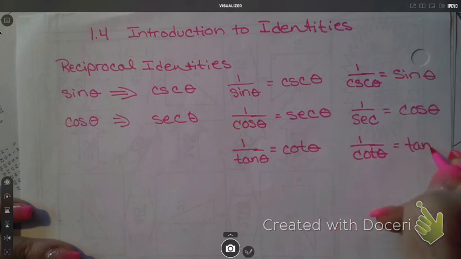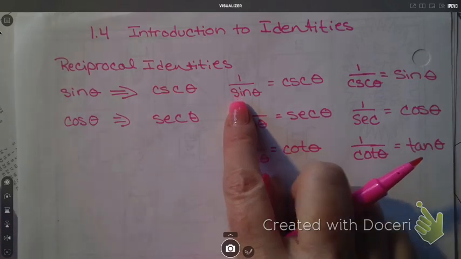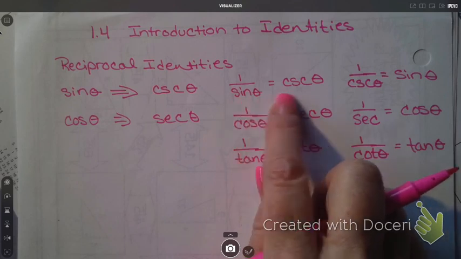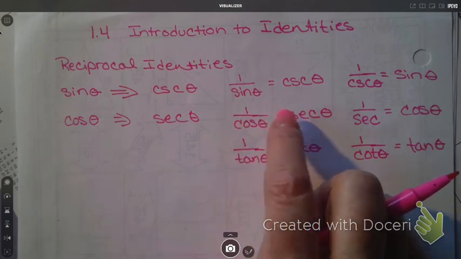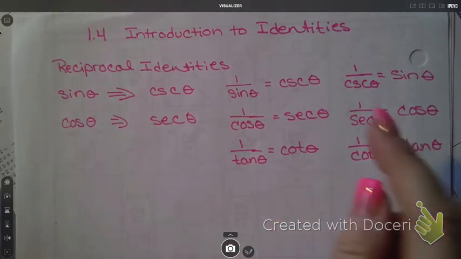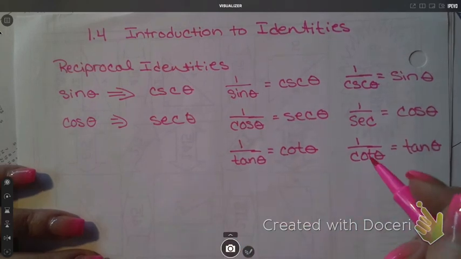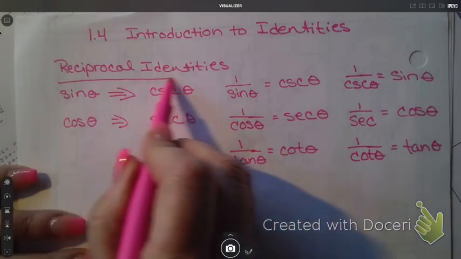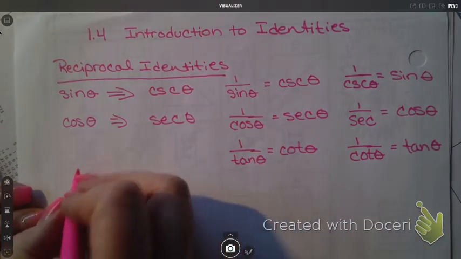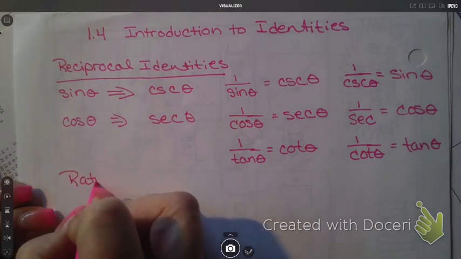Now, these are if and only if, so that means 1 over sine equals cosecant, and cosecant equals 1 over sine. You can read this left to right or right to left. If you look in the book, they wrote the right and then the left, but it doesn't matter. So these are what kind of identities? Reciprocal identities. I'm just going to go ahead and give you the other identities right now. They are ratio identities.